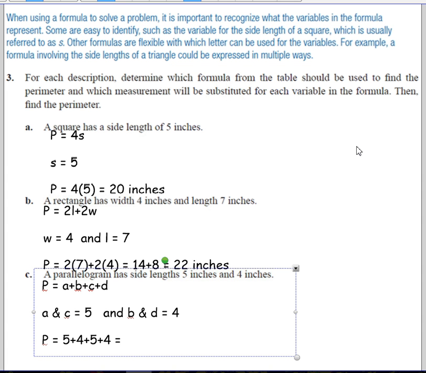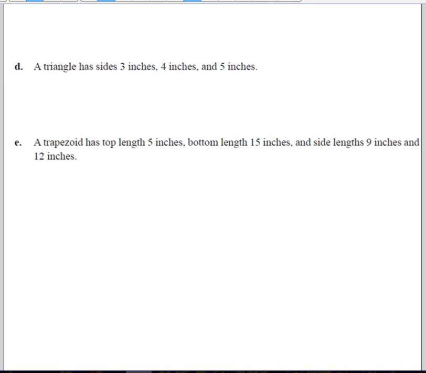So 5 plus 4 is 9, and then we have that doubled, so that gives us 18. Or 5 plus 4 is 9, 9 plus 5 is 14, and 14 plus 4 is 18. And again, they give us the units of inches for our problem. Now we have a triangle, and it has sides of 3 inches, 4 inches, and 5 inches.